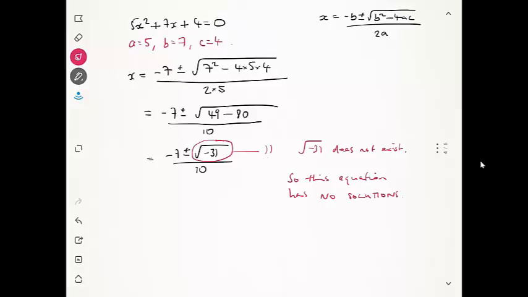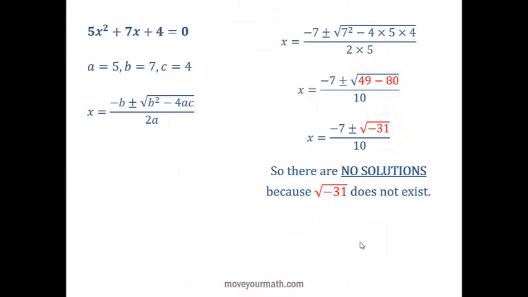Rather like in the last example where b squared minus 4ac was equal to 0, in this case we've got b squared minus 4ac is negative. And in normal arithmetic you can't find the square root of a negative number. So this equation has no solutions. There it is written out nicely for you. Again, when we do b squared minus 4ac, we end up with something negative that we're trying to square root, and you can't do that. So the equation has no solutions.